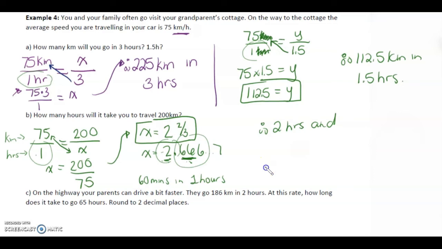an hour is base 60. What is 2/3 of an hour? Okay, so 60 times 2 is 120 over 3, and 120 over 3 is 40. So if you think about 2/3 of an hour, that's actually 40 minutes. So it's going to take 2 hours and 40 minutes to drive 200 kilometers.